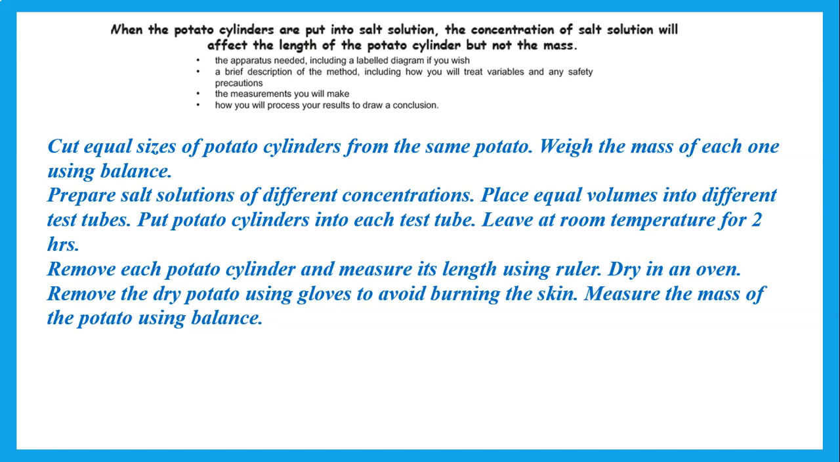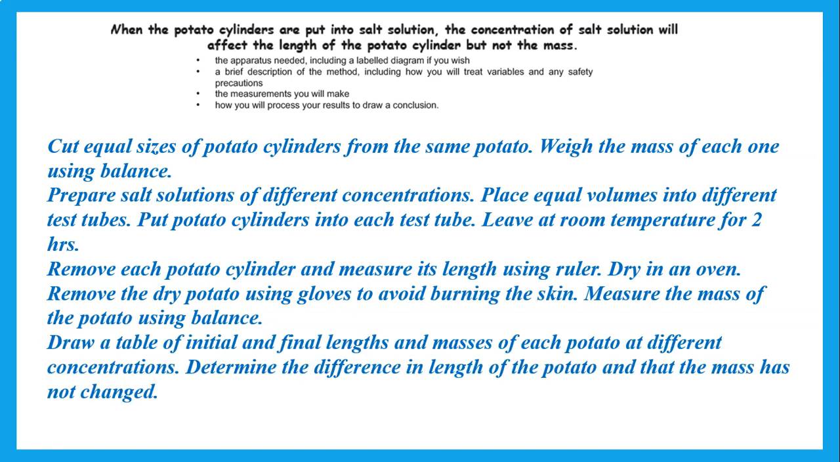Okay, what are we going to measure? We're going to measure the mass of the potato using a balance. And then you're going to draw a table of initial and final lengths. So this is how you're going to treat the measurements. Draw a table of initial and final lengths and masses of each potato at different concentrations. Determine the difference in length of the potato and determine that the mass has not changed. So in this case, you have given him everything that he is looking for.